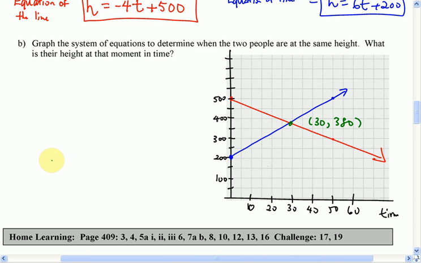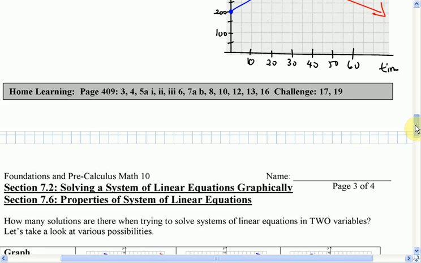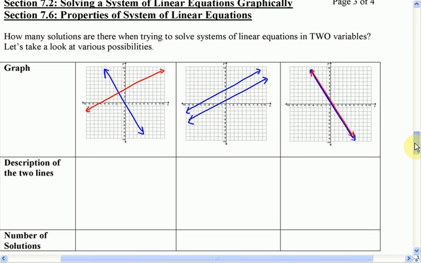But, you know, sometimes doing it by hand, not so accurate, especially with big numbers. That's why we have this graphing technology. But in any case, what is the height at that moment in time? Well, at that moment in time, the height is 380 meters. Okay? All right. Let's move on to 7.6. Okay.